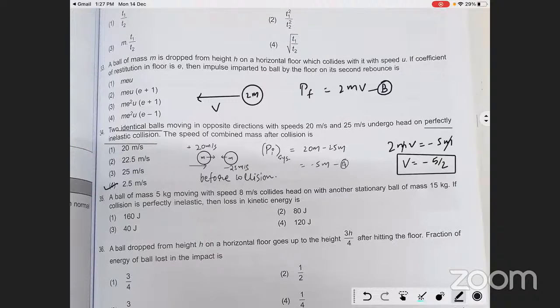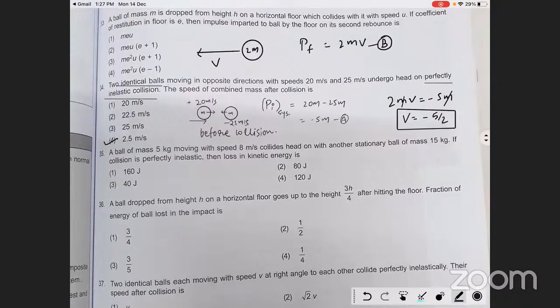Now let's talk about the next question. A ball of mass 5 kg moving with a speed of 8 meter per second collides head-on with another stationary ball of mass 15 kg. The collision is perfectly inelastic. Then find the loss in kinetic energy. Would you like to solve this by the bigger method or by the direct formula? What do you want?